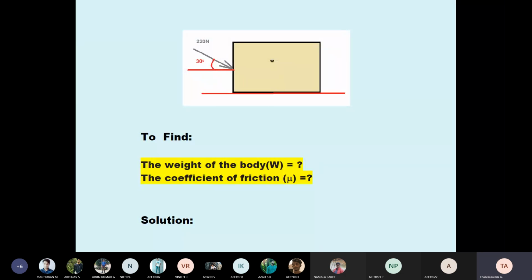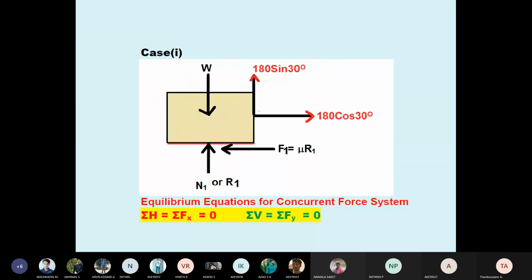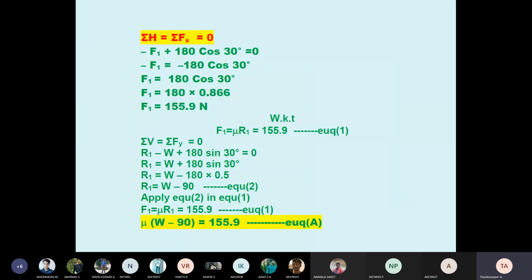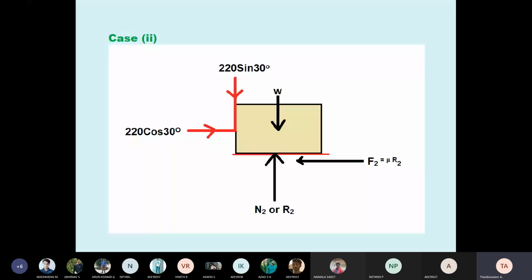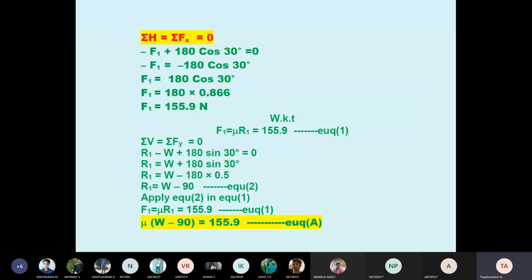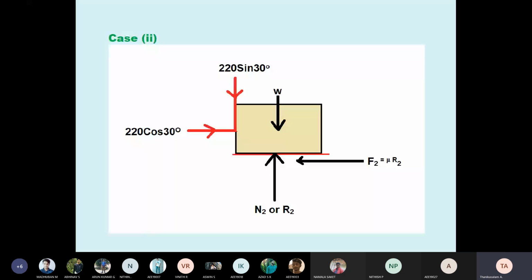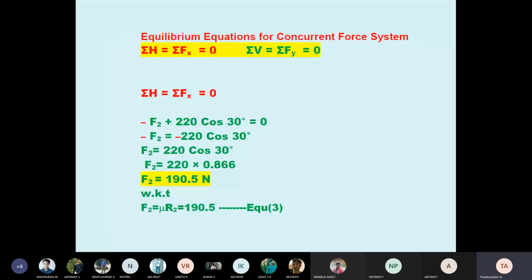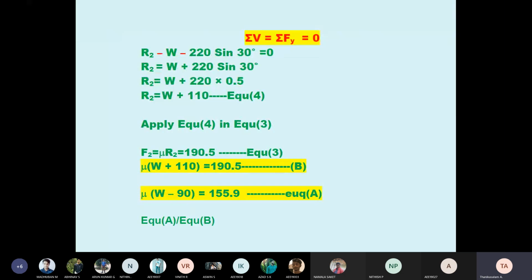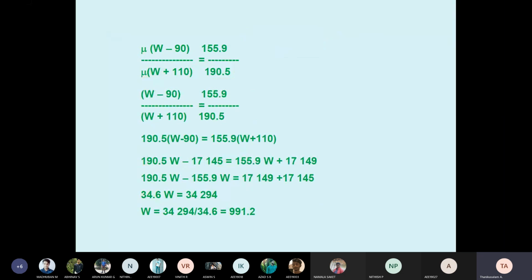So they asked what is the weight of the body and the coefficient of friction. I have considered the first pulling case, case 1, on the free body diagram, then applied the equilibrium equation. Then case 2, this is the pushing case. In case 1 we formed equation A, in case 2 we formed equation B. We want mu, not W, so I'm taking equation A divided by equation B. So the final answer is this one.